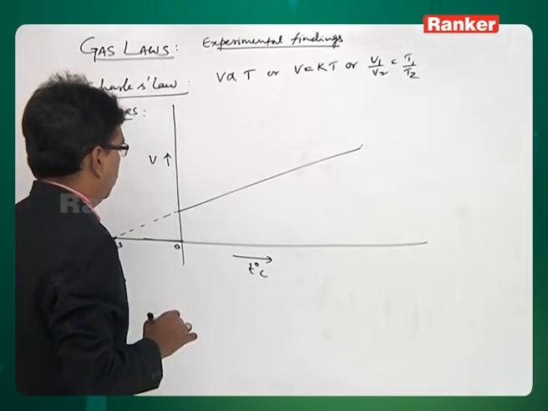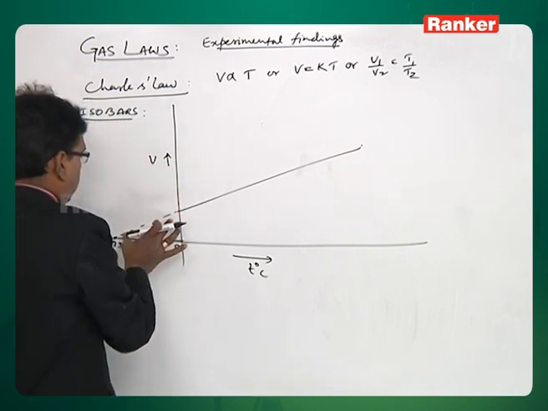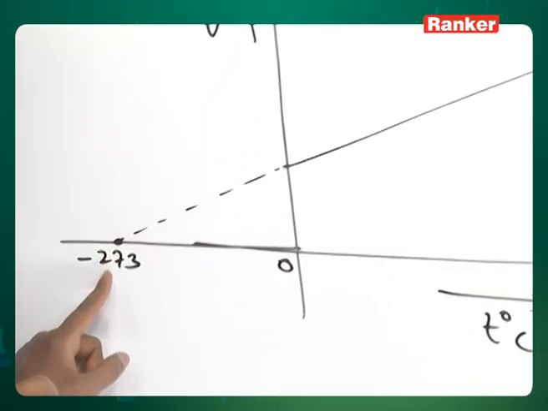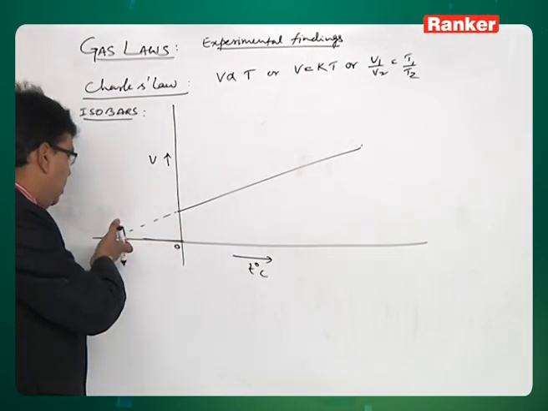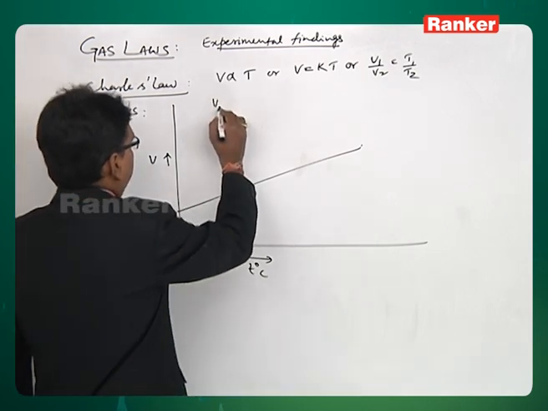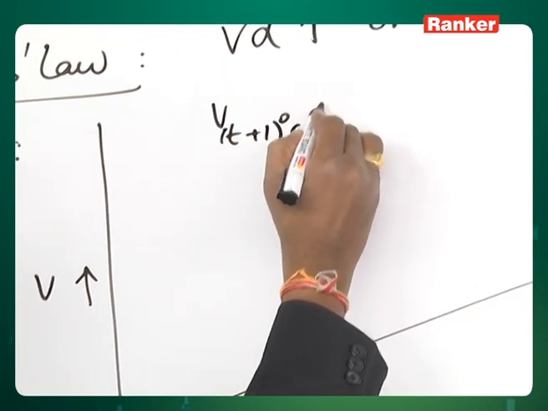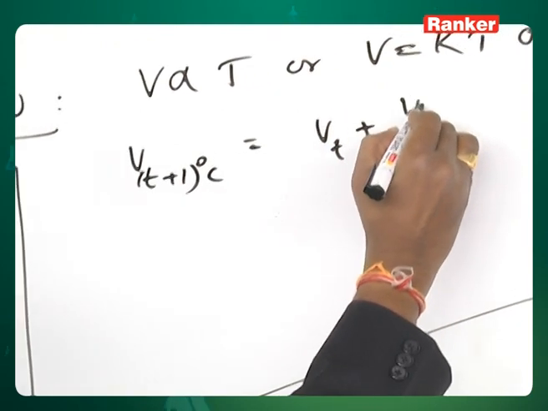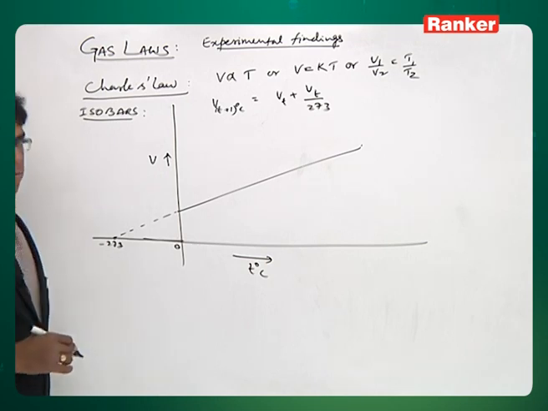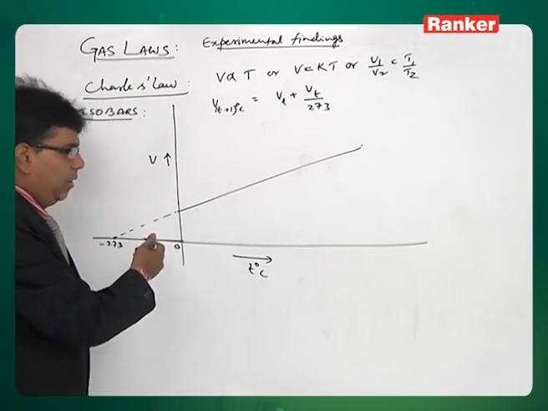Here, this minus 273 indicates that Vt plus 1 is equal to Vt plus Vt by 273. Then, for V versus capital T, that is Kelvin, how to draw the graph and what we will get, we see next.